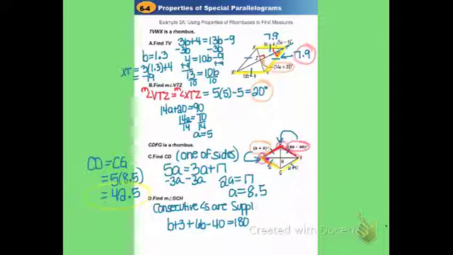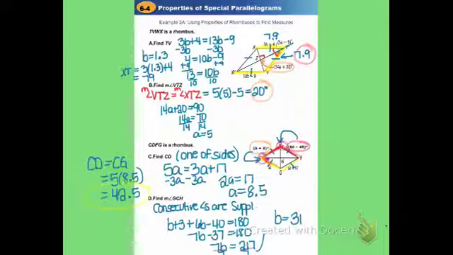So when I add my like terms together, I have 7B minus 37 equals 180. That means I have to add 37 to both sides, and that gives me 7B is equal to 217. Then if I divide both sides by 7, so I'm running out of space, that means B has to be 31. Well, now I have all the information I need to find the angle.